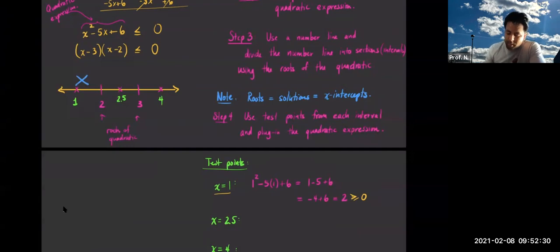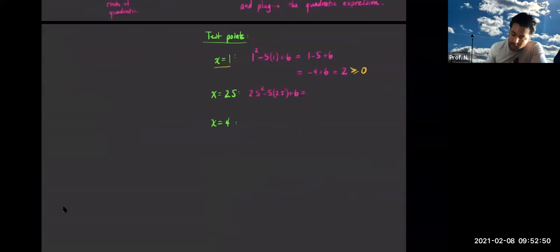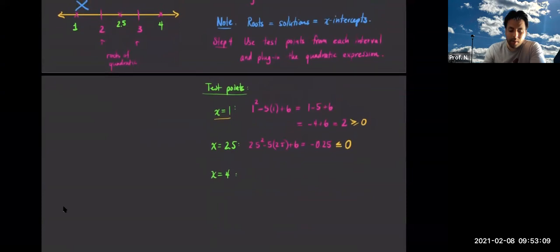Then plug in 2.5. So using a calculator here might be very useful, because you don't have to worry about all these calculations. So 2.5 squared, then it will be minus 5 times 2.5 plus 6. When I put this in my calculator, the result is negative 0.25. Negative 0.25 is smaller than 0, which is good because that's what I want. I want smaller than 0.